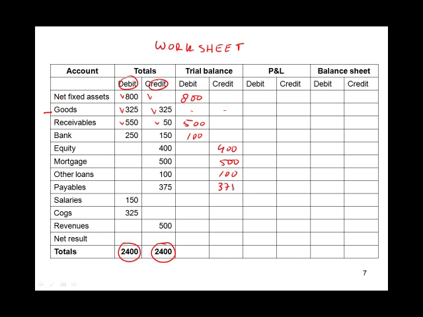Payables 375, salaries 150 in the debit column, cost of goods sold 325, and revenues 500. Then we add the numbers and we find 875 over here and 875 over there. They must be equal again. Then the interesting part begins. We will determine the result.